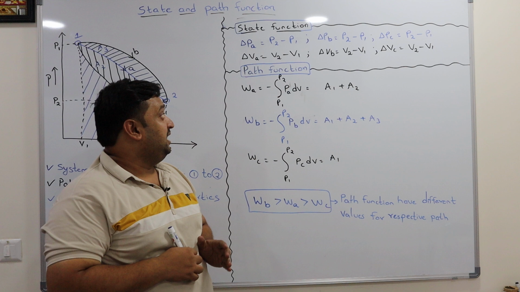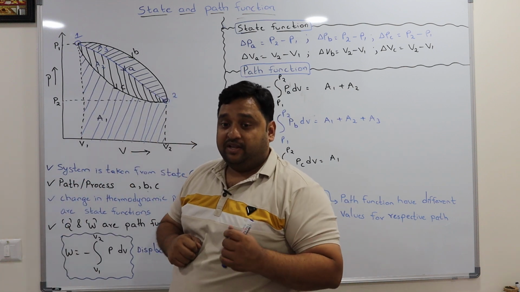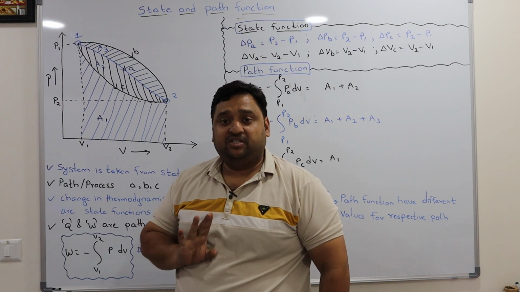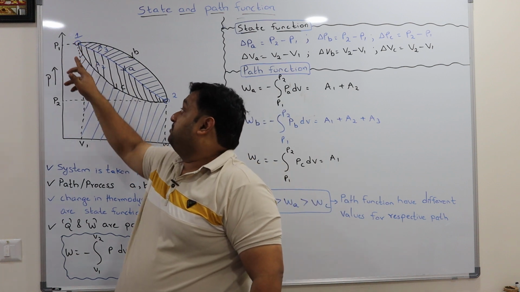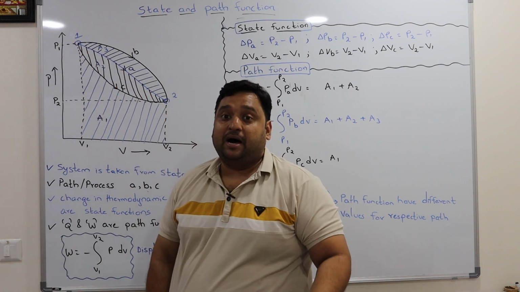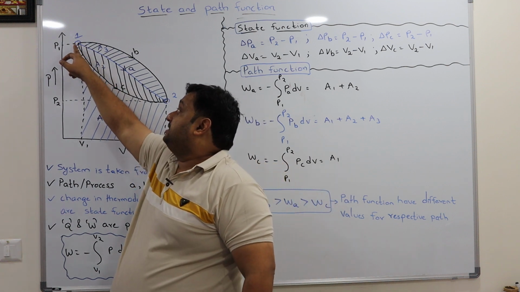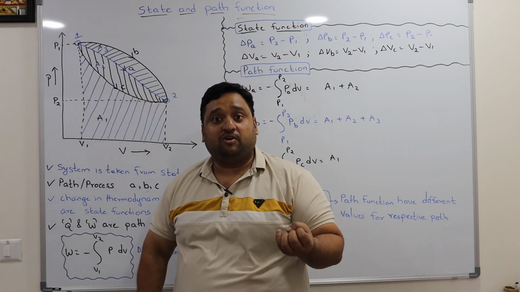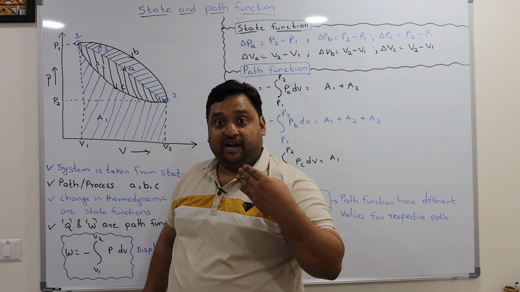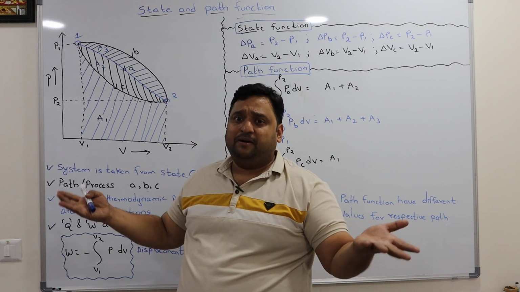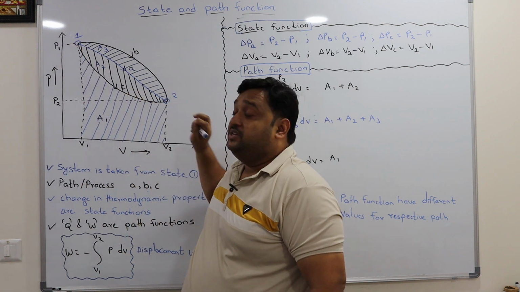Let us take an example, where I have drawn some areas. As I told you, heat and work are path functions. You can bring the system from state 1 to state 2 through any one of the paths. A path, in other words, is called a process. That means you can bring the system from state 1 to state 2 through a constant pressure path, constant volume path, constant temperature path, adiabatic path, or polytropic path. There are different paths or processes available to bring this system from state 1 to state 2.